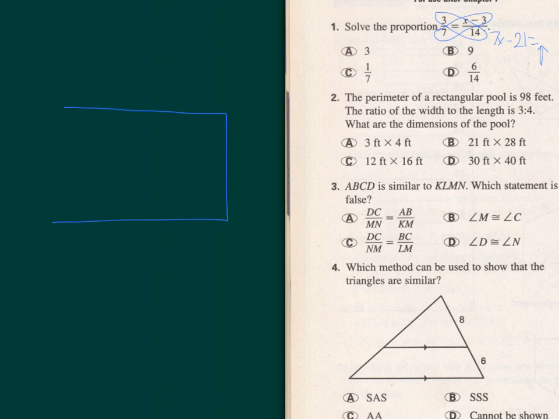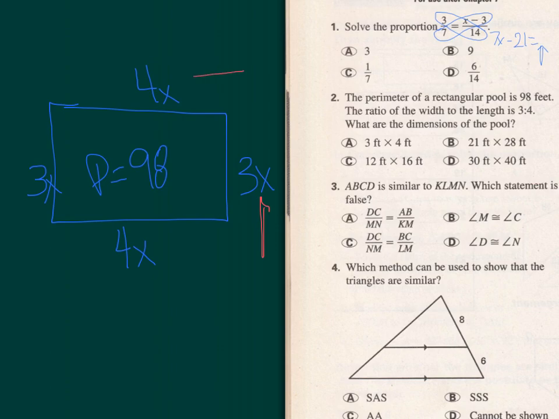You have a rectangular pool, and the whole perimeter is 98 feet, and the width to length is a 3 to 4 ratio, so that's like 3x to 4x. Now, if this is a rectangle, it means this is 4x, and this would be 3x over here. If you add all the sides and put it equal to 98, you figure out what x is, and then once you figure out what x is, plug it back in here and here, and that'll give you the actual width and the length of the swimming pool. That's what they're looking for.